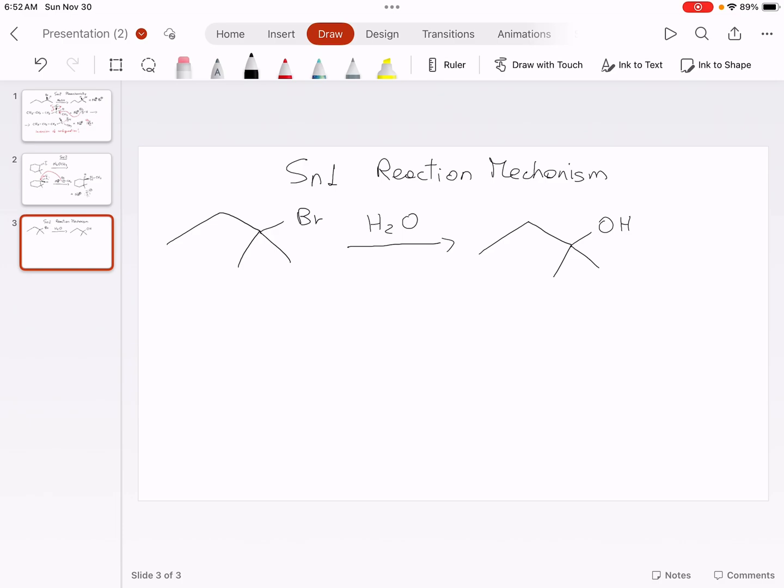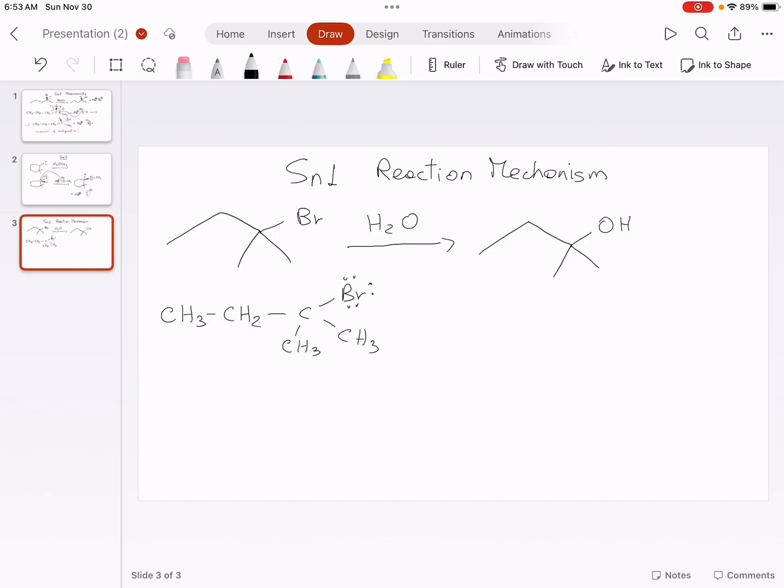As usual, we're going to redraw our original molecule in such a way that we can fully understand every bond at the alpha carbon. The alpha carbon is the carbon bonded to the leaving group. We draw the lone pairs.